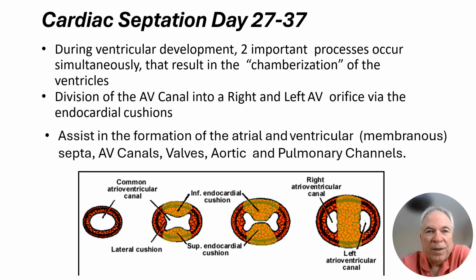And if they don't form correctly, then you get an AV canal defect. It used to be called endocardial cushion defect. It's the same thing, but there are various degrees of AV canal defect. There's partial, total. And so these endocardial cushions are very important for the development of the valves. You can see the cushions here, and they form towards each other, and then they separate the right and left ventricle, and then they also form the valves.